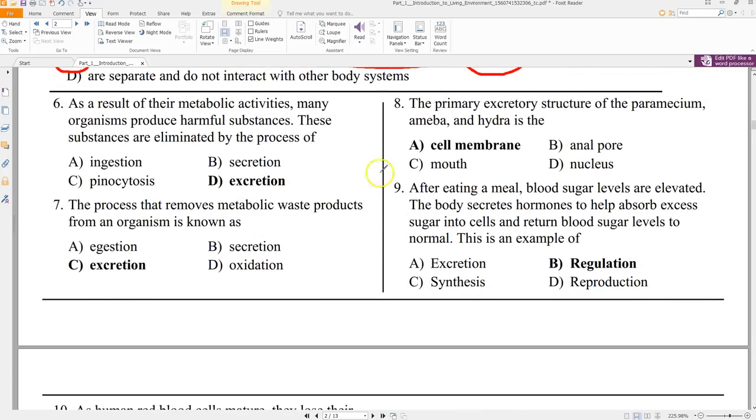Next, we're getting to some not so complex questions, but I will let you know when it's a high-level question. As a result of their metabolic activities. Now, what is metabolism? Metabolism is all of the biochemical processes that happen in the cell. Again, this could be an animal cell or a plant cell. In our animal cells, we're humans, we're not plants, so we have animal cells.